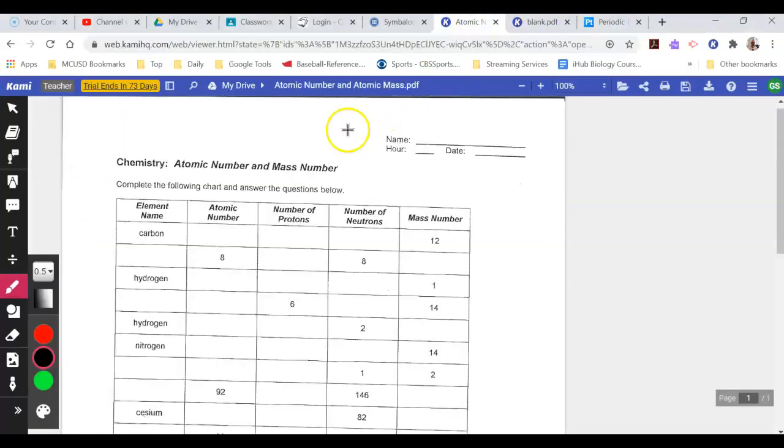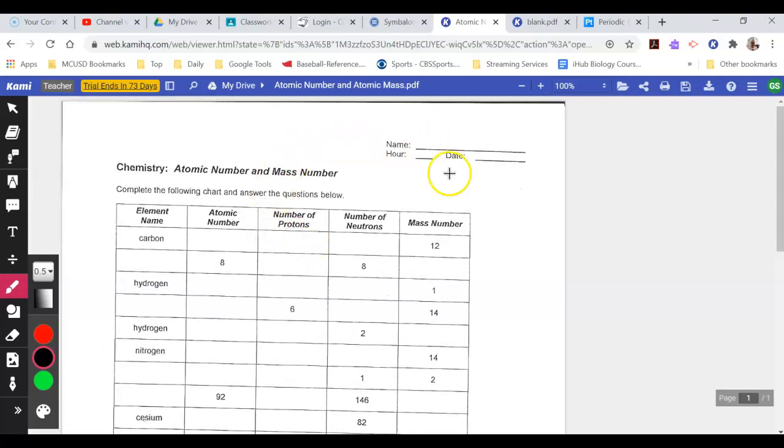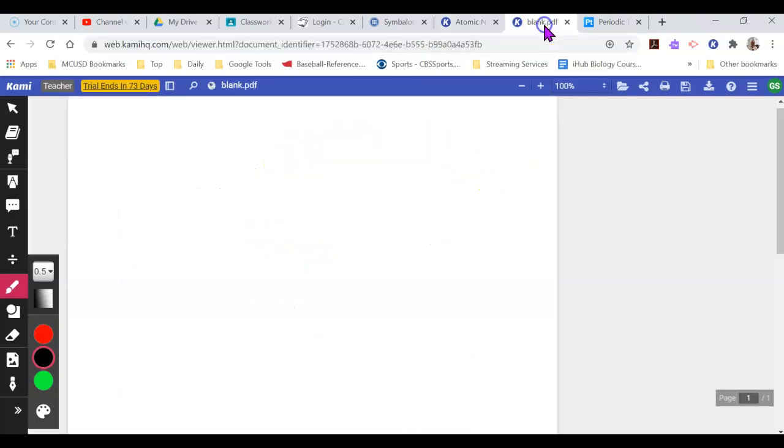Today we're going to be working with atomic number and atomic mass. This is the worksheet you're going to need to complete. But before we get there, I'm going to go ahead and open a blank doc in Kami, and this will allow me to show you how you can get the information to solve for today's problems.